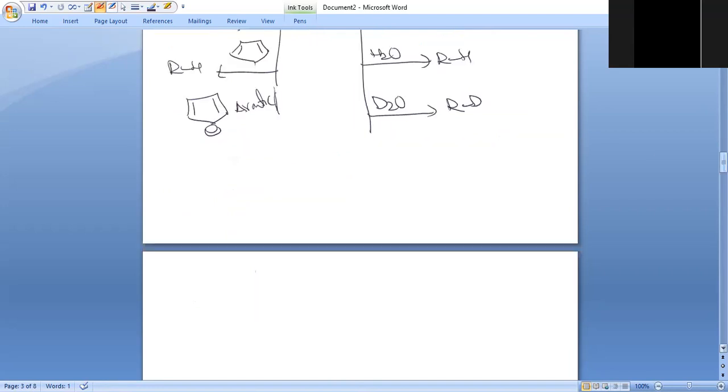RMgX will always give the RH when acidic hydrogen is present. That is important and a commonly asked question in exams.